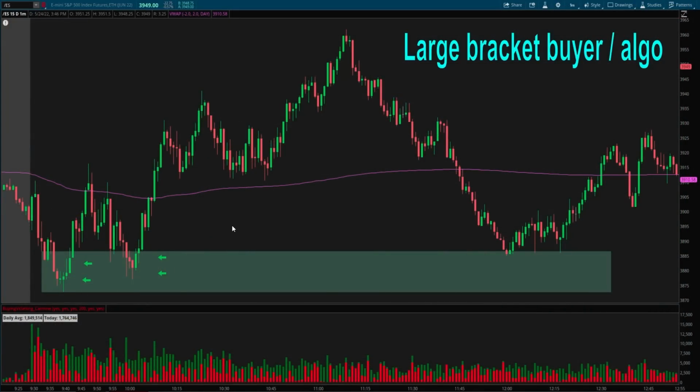And I haven't done enough testing yet, but that type of action may formulate stronger demand zones, because later in the day, we pulled back into that area. This is what it looks like on a candlestick chart, and rallied from that. So that was just a large bracket buyer or algo, however you want to view it. And that's just how I view the market. So that's pretty much all I got on my end.